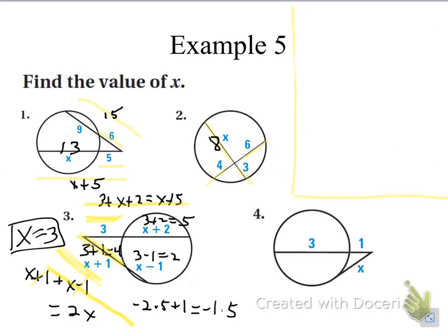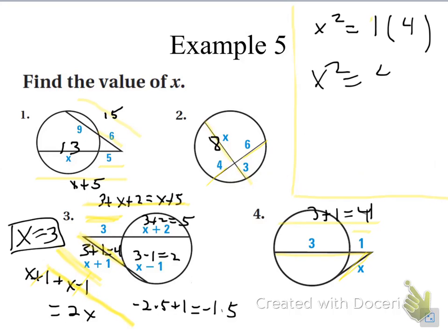Okay, the last one, number 4 on this example, looks like a secant chord, and it looks like a tangent chord there. And we know that the rule is the tangent is squared, and then it's still external times whole thing. So we'll write that in. 1 times, well, what's the whole thing? 3 plus 1 is 4. So x squared equals 4.